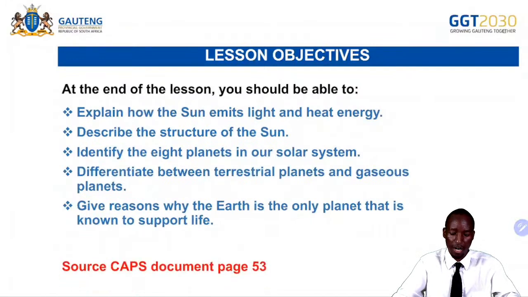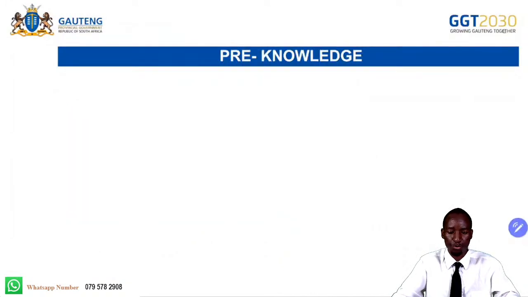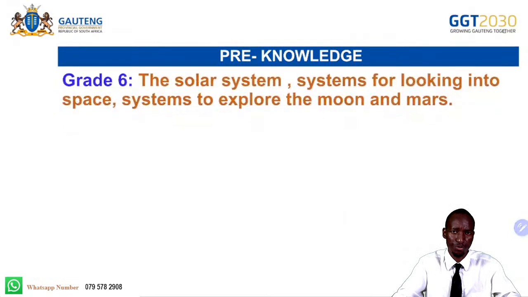We also have to consider the source of our lesson, the CAPS document, page 53. Now, let's go through the pre-knowledge that we're supposed to recall as we go through our lesson. This is going to help you to remember the basics of this lesson and also to understand the lesson as we move through. You have to recall what you learned in grade 6 under the solar system, systems for looking into space, and systems to explore the moon and Mars.